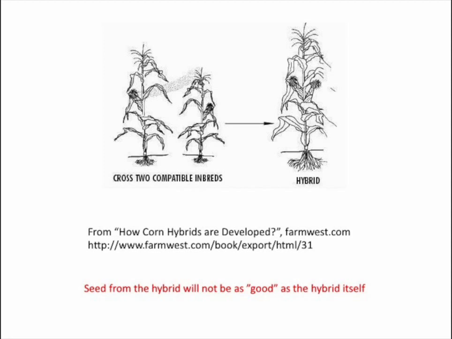Four inbred lines, cross them twice to get a double cross. But in general, what you're doing is taking pollen from the male plant and transferring it to the ear of the female plant and getting a hybrid vigor.